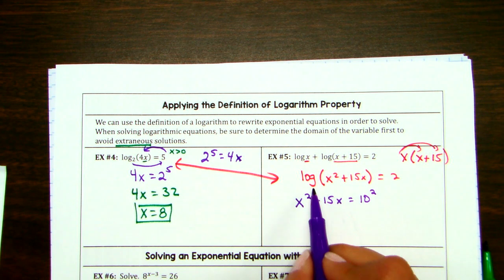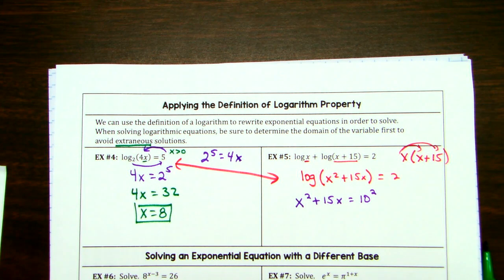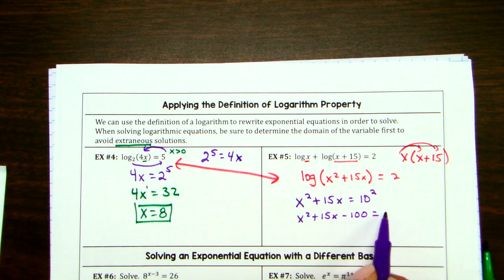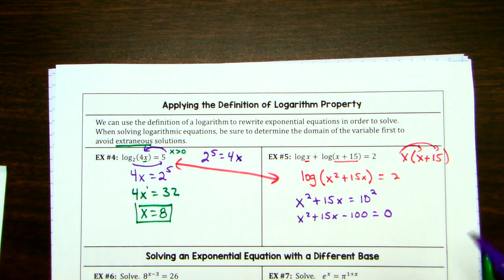Remember where the 10 came from. This is a common log, so whenever we don't see a base, we know it's a base 10. So 10 squared is 100. And this is a quadratic, right? Not linear, 4x to the first. This is x to the second. So I'm going to bring everybody over to one side together. And then what do you think I'm going to tell you to do? Factor.